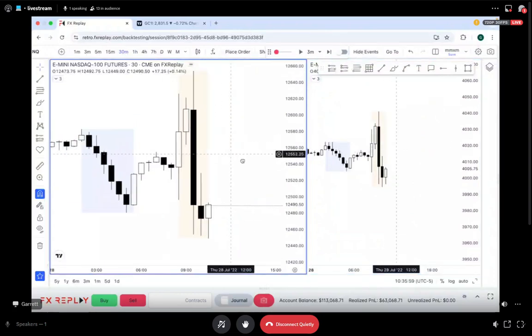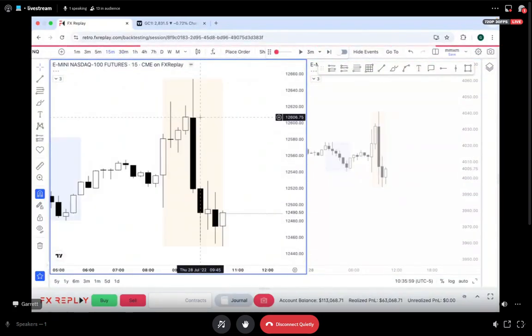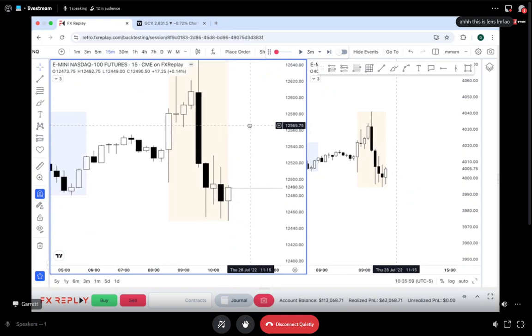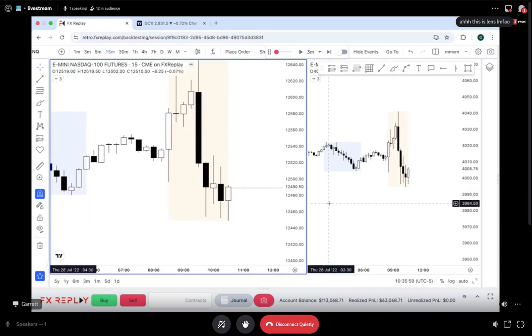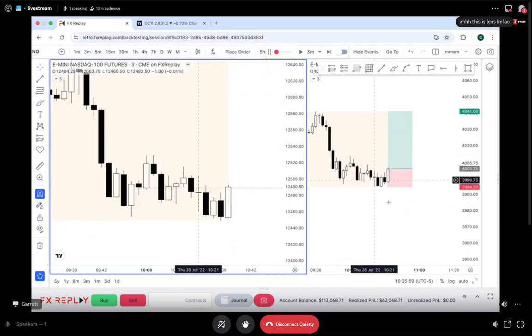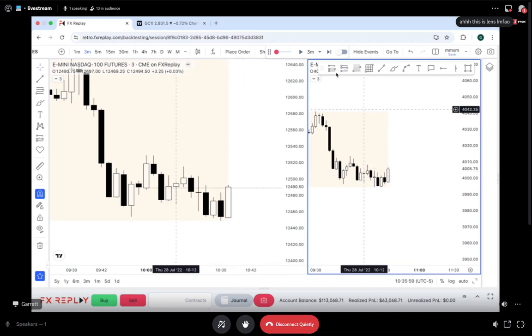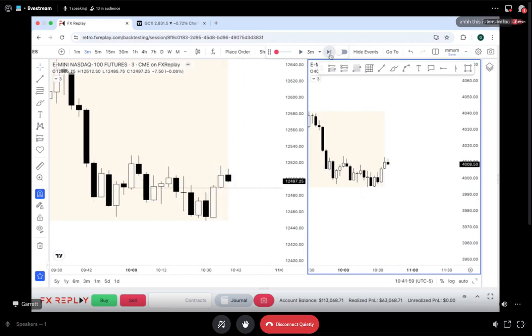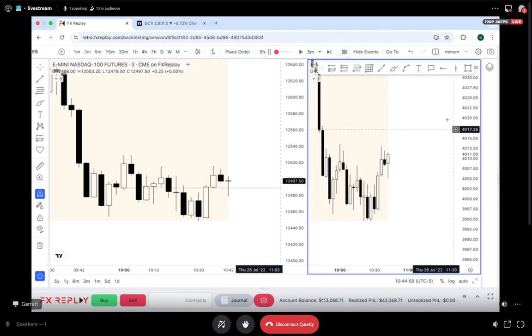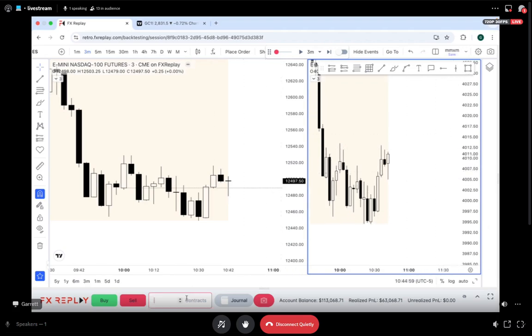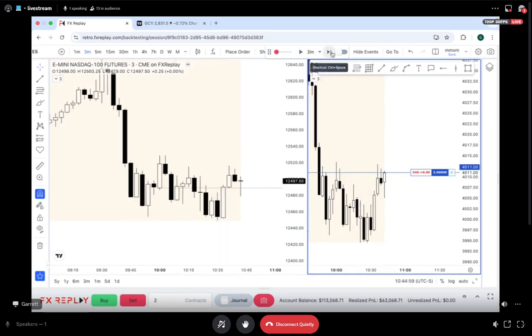I really don't think it's logical. I think it's just 9:30. I think it's just 9:30 manipulation for real. We also have SMT here. We'll maybe give it a little bit more confirmation here. Okay, yeah, we're gonna take this on ES. Okay, we're in on ES.